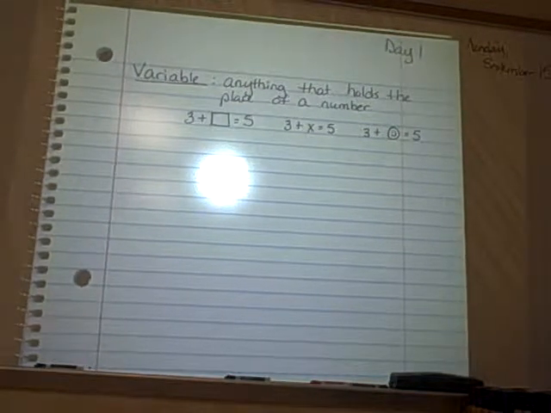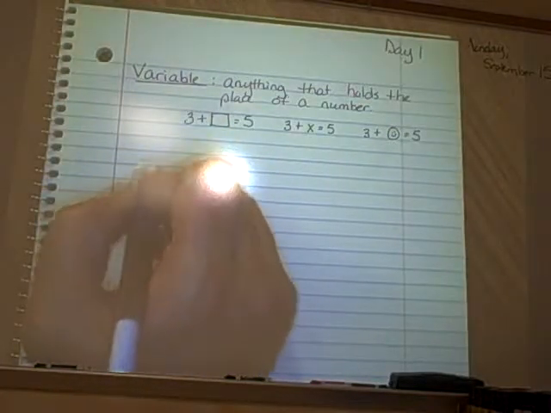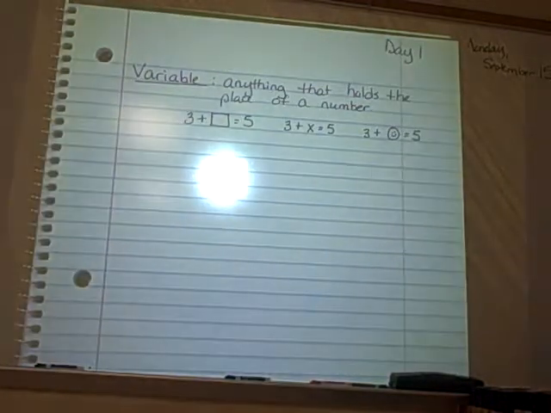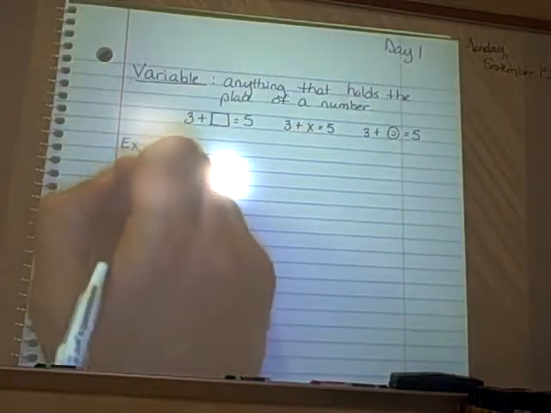The most we'll ever do in our class this whole year is 2 different variables. That's the most. But that's all a variable is. Just something that's hanging out, waiting for you to tell it what number goes there. It wants you to figure out what number goes there. Okay, an expression.